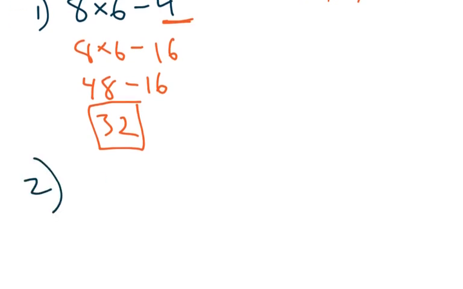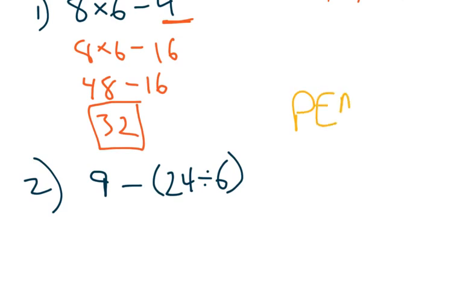In this one, we'll mix things up and give you a different look. 9 minus 24 divided by 6. Okay, so here, again, I'll rewrite PEMDAS so we can walk through it together. Address the parentheses. That's what's happening on the inside here.